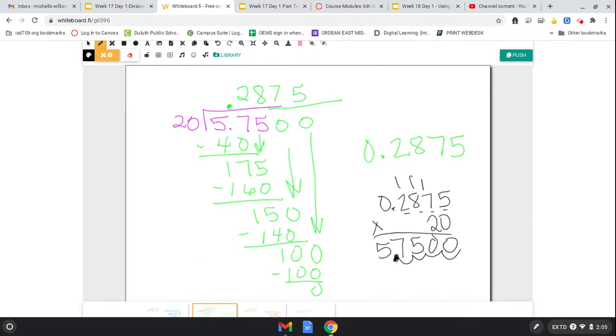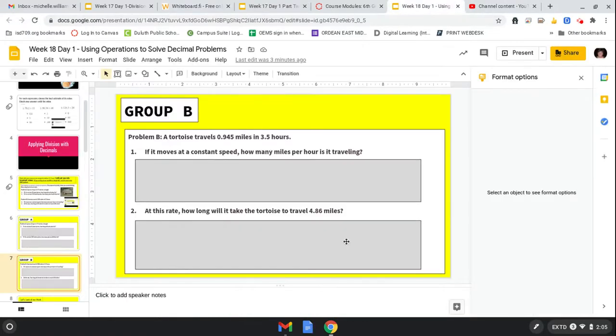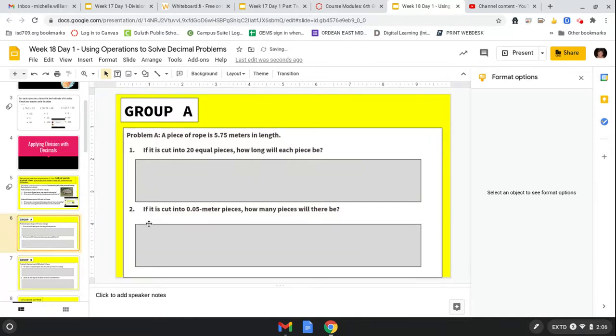The second part of our problem says, at this rate, how long will it take the tortoise to travel? Ooh, wrong problem. Sorry, kiddos. The second part of our problem is, if it's cut into 5 hundredths meter pieces, how many will there be?